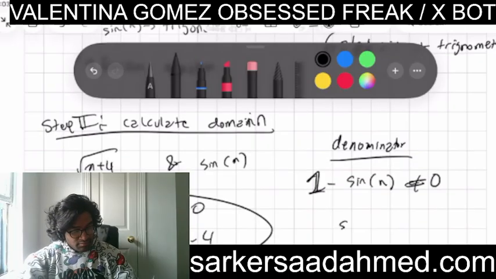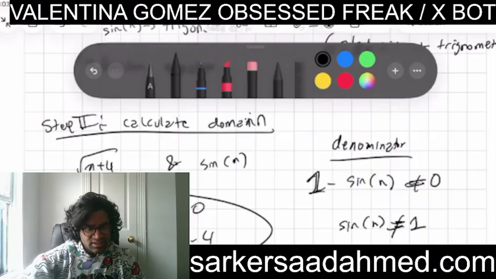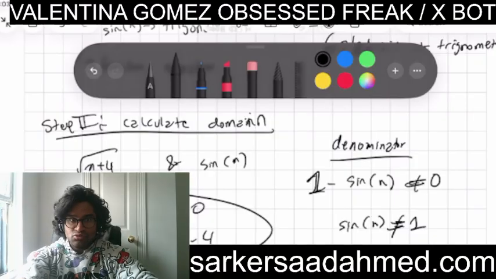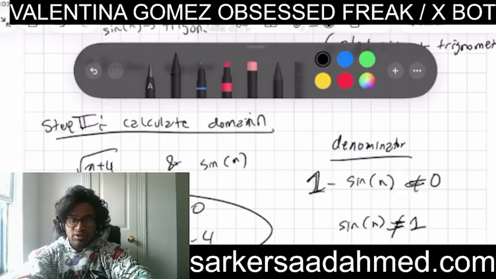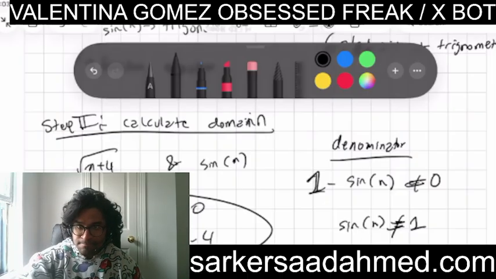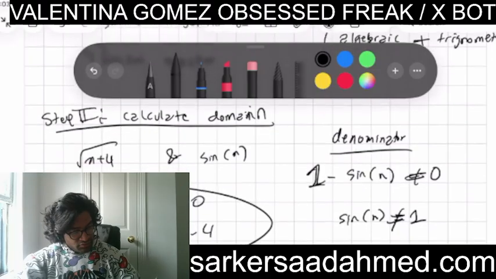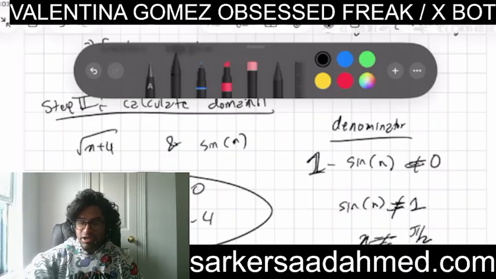For the denominator, sine x cannot be 1. Now, when are the times that it ends up as 1? So let's see. I'm just going to use a little bit of Google. When angles in sine output as 1. Okay. So at pi by 2. So if sine x must not equal 1, then your x should not equal pi by 2.